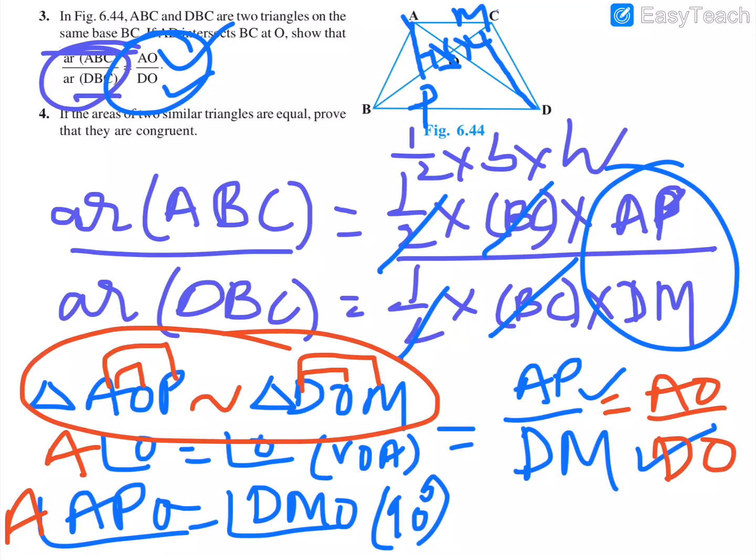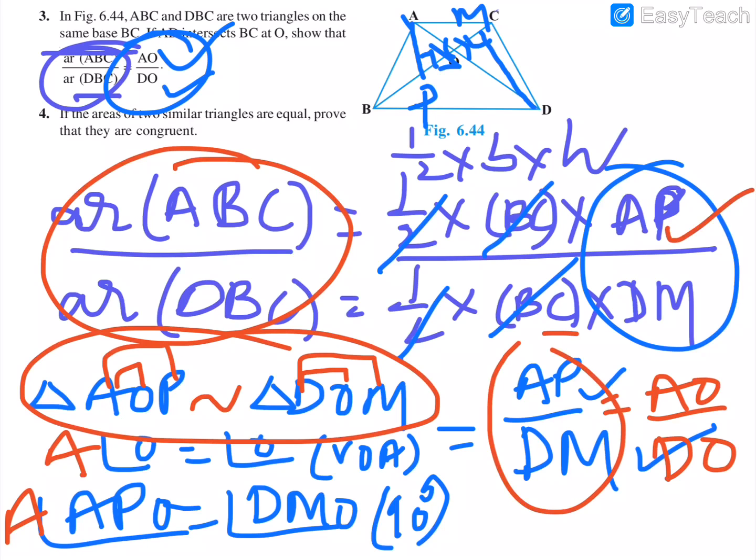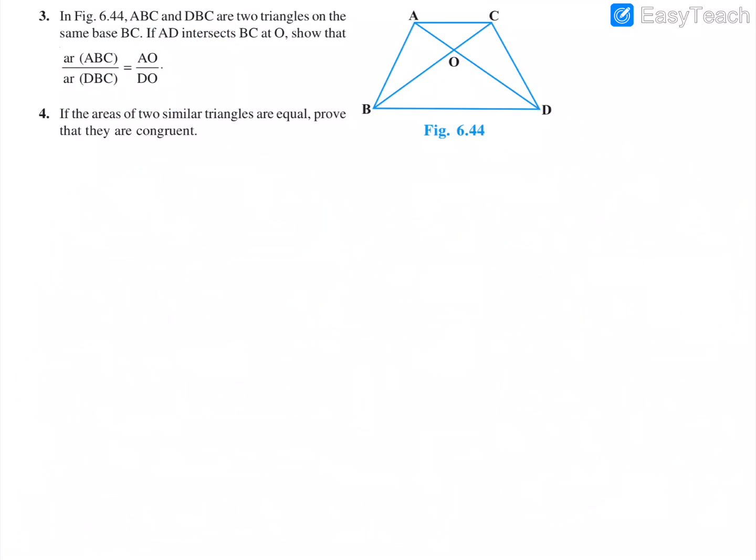So first we have proved the triangle ratio is equal to AP by DM, and that is equal to AO by DO. So directly we can write area of triangle ABC by area of triangle DBC is equal to AO by DO. This is how we can prove. Next, the fourth question we will complete.